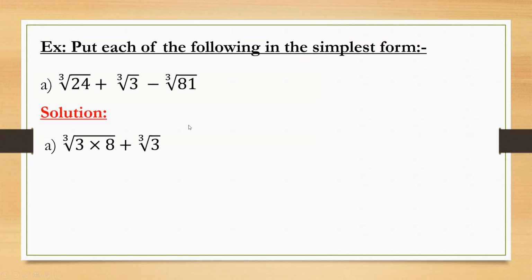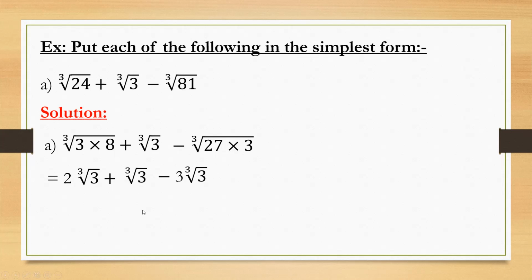Minus the cubic root of 81. It will be distributed to 27 times 3 because 27 has a cubic root and 3 hasn't. So I'll complete the answer. The cubic root of 8 will be 2, and I put 2 behind the cubic root of 3, plus the cubic root of 3 written as it is, minus the cubic root of 27, which will be 3, with the cubic root of 3 as it is. Here I have like terms: cubic root of 3, cubic root of 3, cubic root of 3. I can add them, putting the cubic root of 3 as it is without any change.